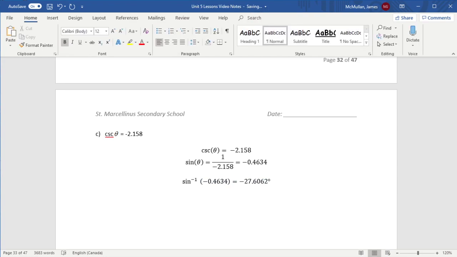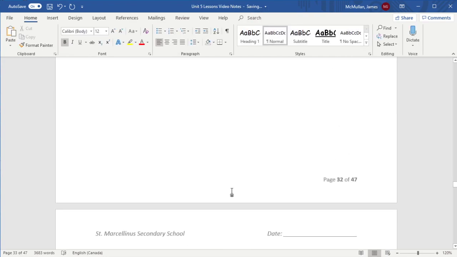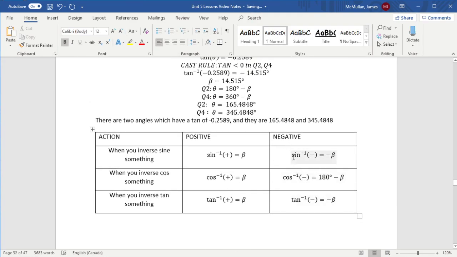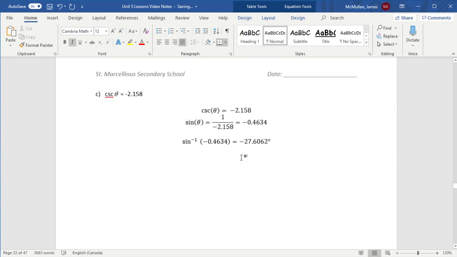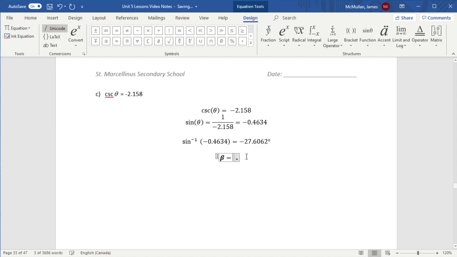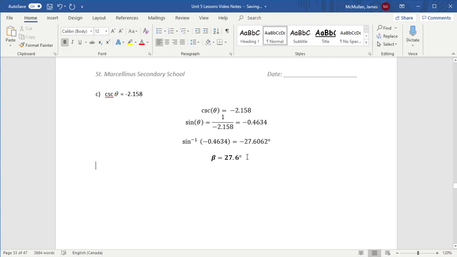Okay? Now, I go back to my chart and I ask myself, what is inverse sine trying to tell me when I inverse sine a negative number? When you inverse sine a negative, it tells you negative beta. So I look at this, I go, okay, I get what my calculator is trying to do here. It's trying to tell me that the beta in my question is 27.6. Let's just round it to 1 so I'm not keeping so many decimals.